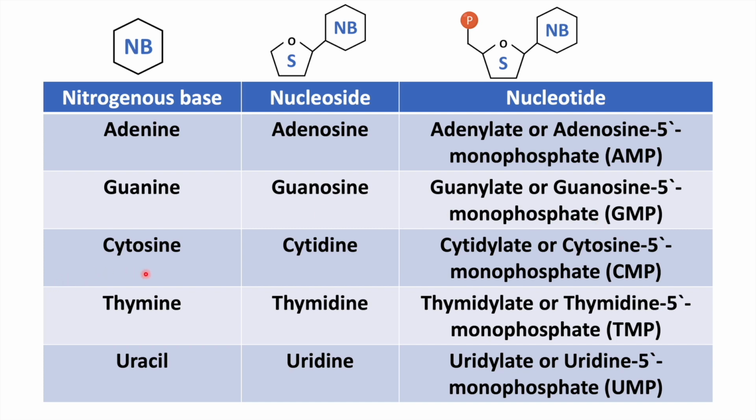For cytosine, it is cytidine when the sugar molecule is attached, whereas when the phosphate group is attached, it becomes cytidylate or cytidine 5 monophosphate. And for thymine, when the sugar molecule is attached, it becomes thymidine, and when the phosphate group is attached to thymidine, it becomes thymidylate or thymidine 5 monophosphate. And lastly, uracil, when the sugar molecule is attached, it becomes uridine, and when the phosphate group is attached, it becomes uridylate or uridine 5 monophosphate.